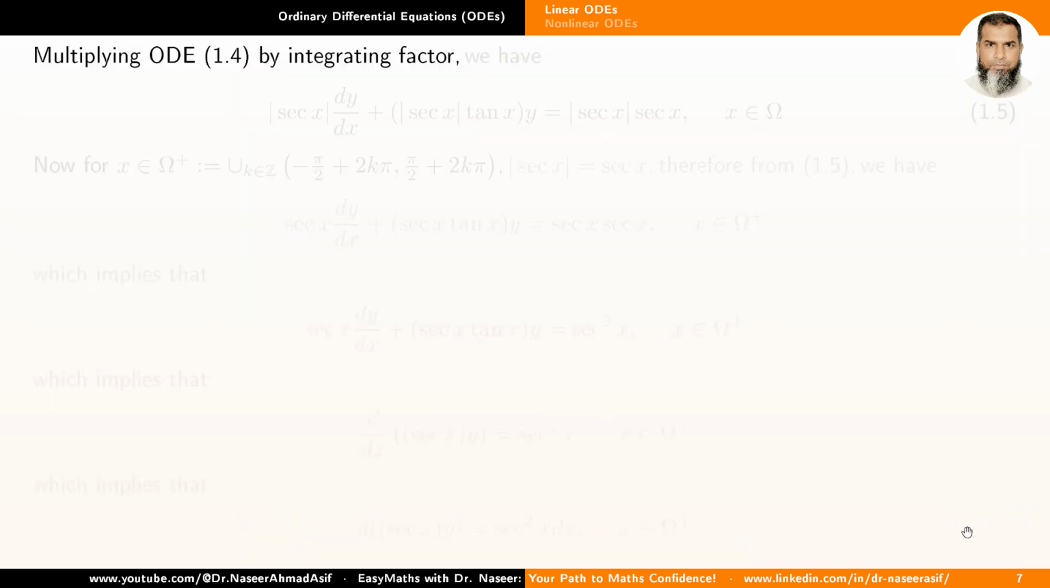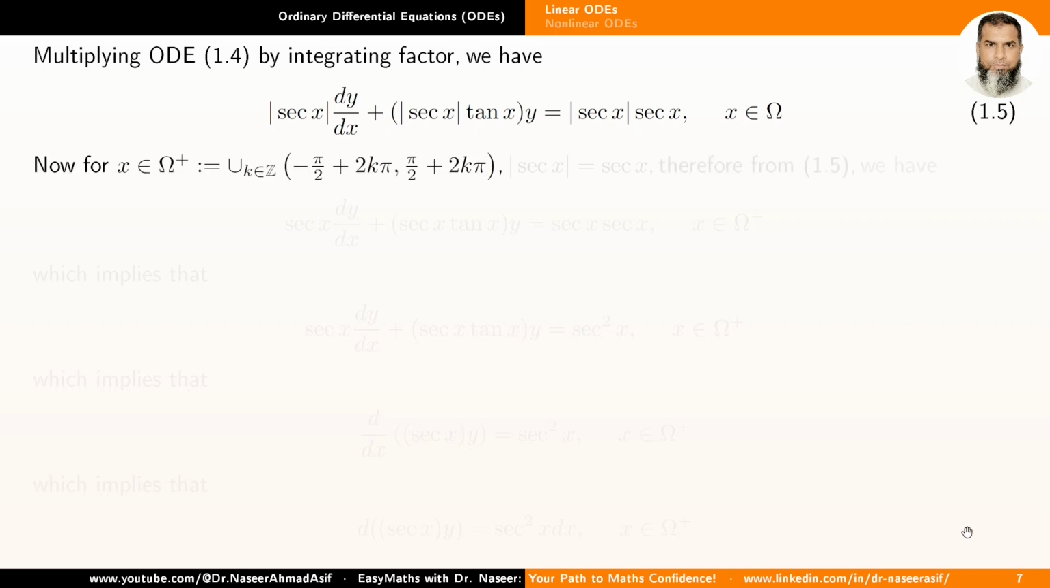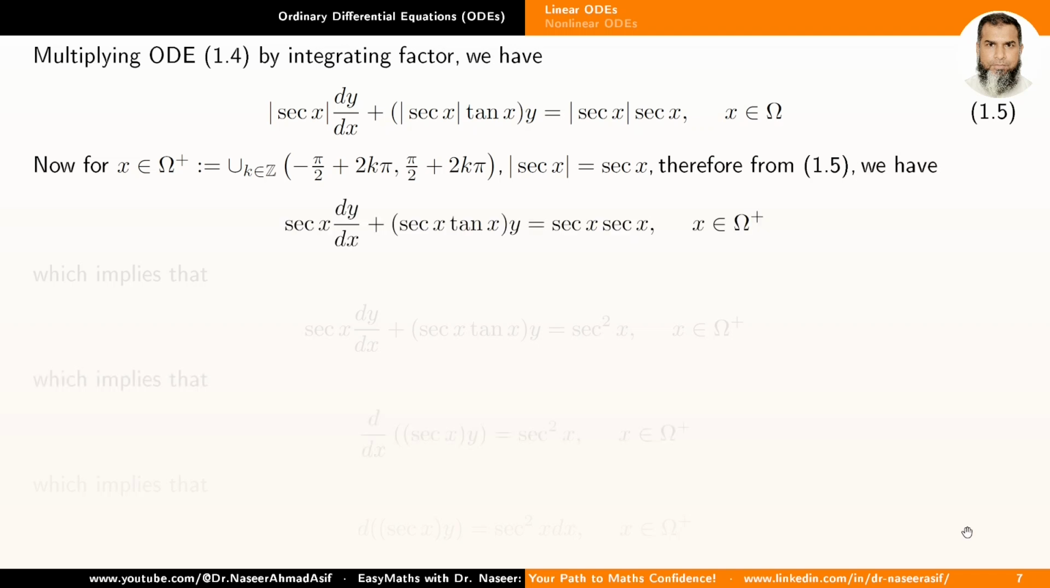Multiplying ODE 1.4 by the integrating factor, we have absolute secant x dy by dx plus absolute secant x into tangent x into y is equal to absolute secant x into secant x, where x belongs to omega. Now for x belonging to omega plus, which is defined as the union over k belonging to Z of the open interval minus pi by 2 plus 2k pi, pi by 2 plus 2k pi, absolute secant x is equal to secant x. Therefore, from 1.5 we have secant x into dy by dx plus secant x into tangent x into y is equal to secant x into secant x, where x belongs to omega plus.